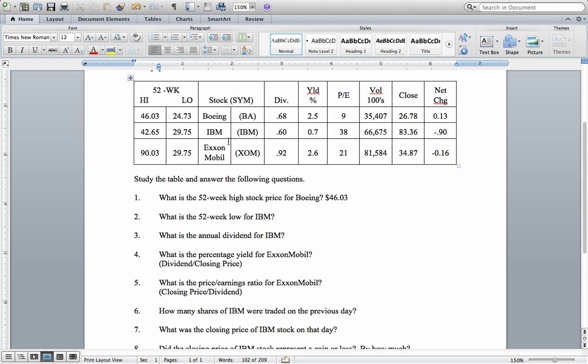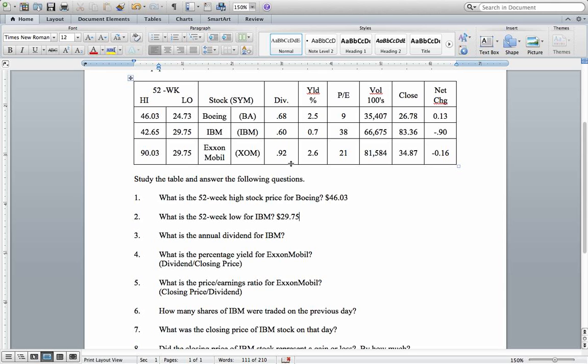You're going to go up to IBM, and their low over the last year was $29.75. And then annual dividend for IBM. Here's your dividend column, and it tells you how much a shareholder, depending on how many shares of stock that you own, is going to get: 68 cents per share if you own Boeing, 60 cents a share for IBM, and 92 cents a share for ExxonMobil.